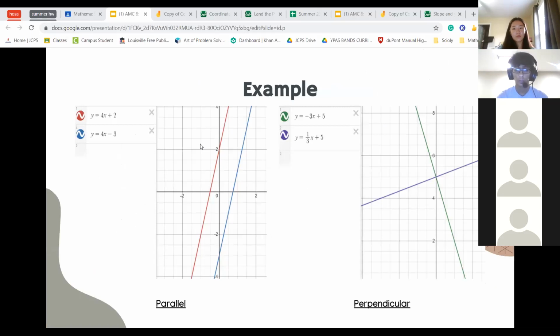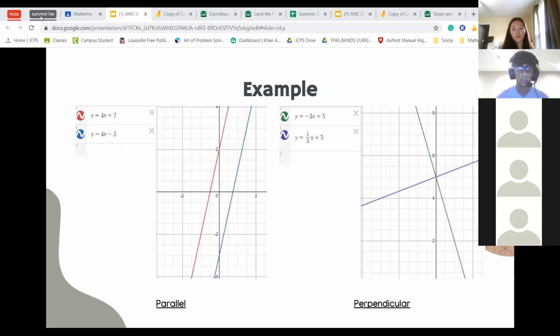Actually, these are just pictures, but that's fine. So here in Desmos, we can see that we have two lines, y equals 4x plus 2 and y equals 4x minus 3. These two lines are parallel because they have the same slope of 4.